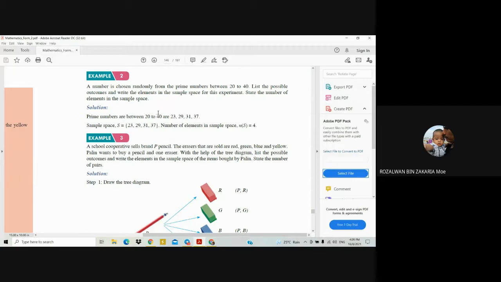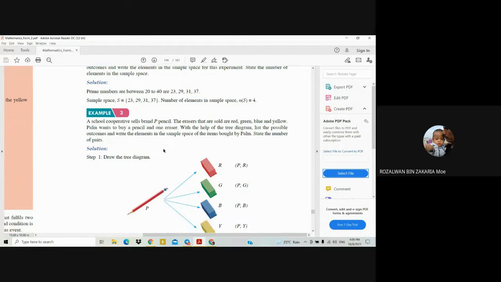Okay, all right. So after that, what to do? The question asks you to list the possible outcomes. So the sample space for this situation, use symbol capital S for sample space, equals, use set notation like this. Then inside the set notation, you write down all the possible outcomes, which are the prime numbers between 20 to 40: 23, 29, 31, 37. So the number of elements in the sample space, smaller n in bracket capital S, equals 4. Because if you calculate here, it is 1, 2, 3, 4. That is 4. Okay, so that's the answer for example 2.